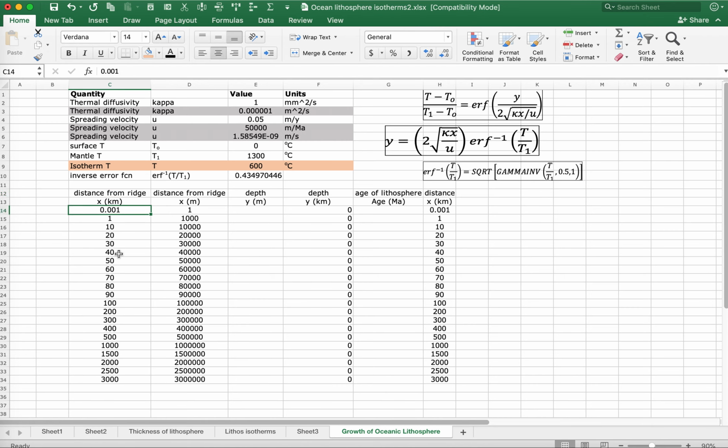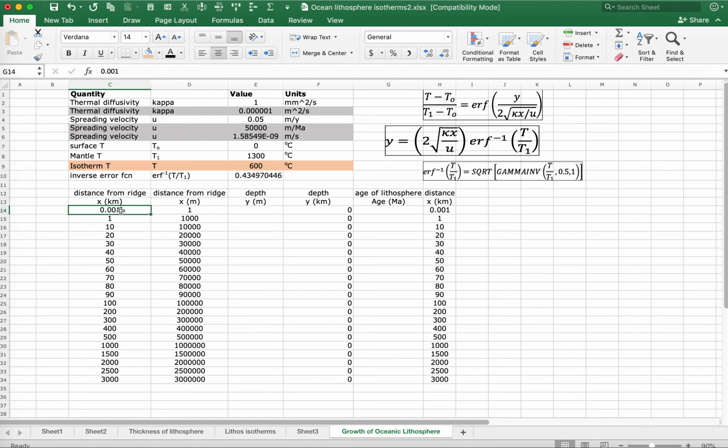I've just made a list of values here. No calculations. I just want to look at distance going from some very small distance out to 3,000 kilometers. And then over here, I've simply taken that value and multiplied it by 1,000, so we can convert it into meters. So this is the same thing, just in different units. And then we have to know something about u, the spreading velocity. Here I'm giving it in units of meters per year. So it's about 5 centimeters per year. And we're going to convert it to meters per million years and then meters per second, as we'll use that in different calculations.